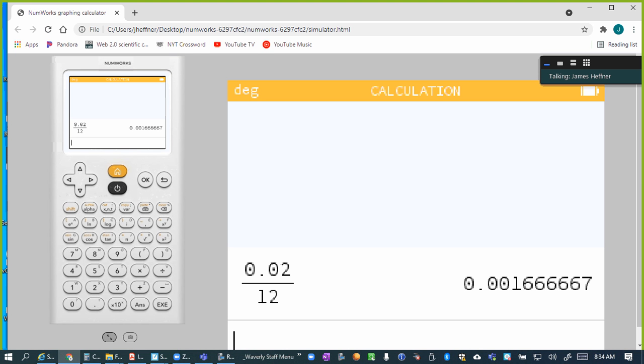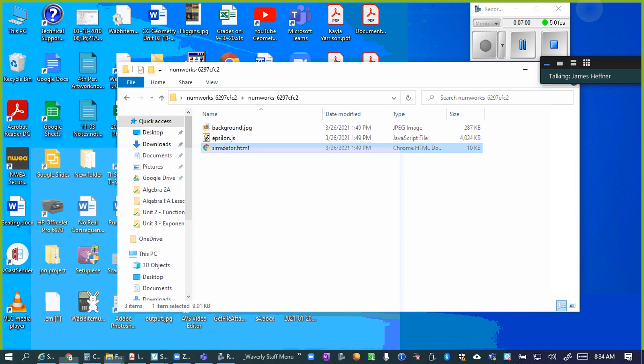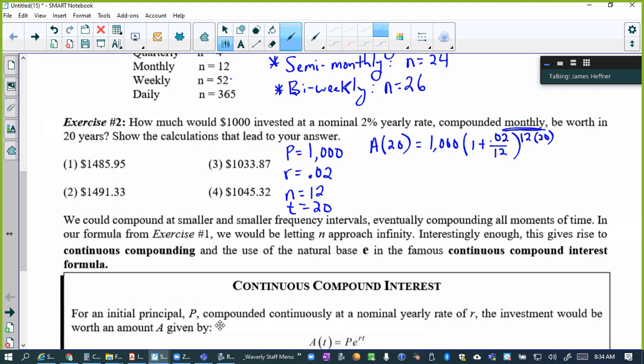0.0166666667, right? So I don't know. Let's call it 0.01667, just to cut it off somewhere, right? Well, go back to this guy. So that would be our A of 20 equals 1,000 times 1 point, what do we say, 0.16667. And what's 12 times 20? 240.